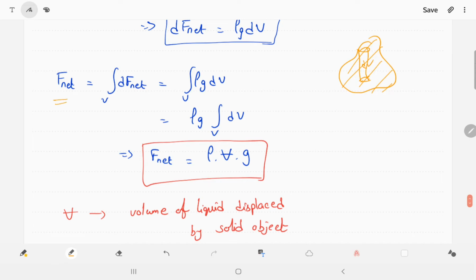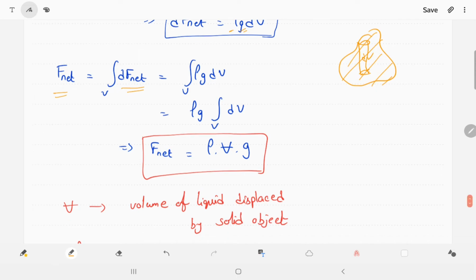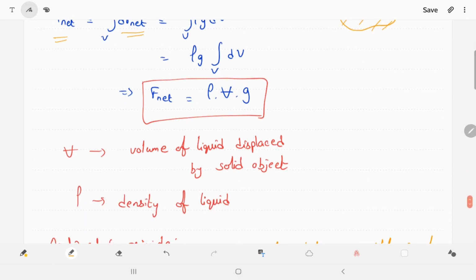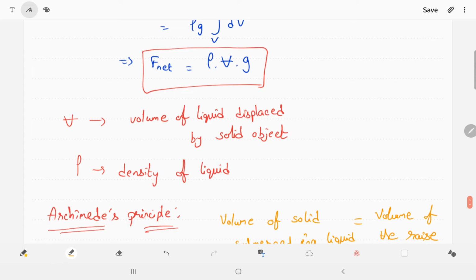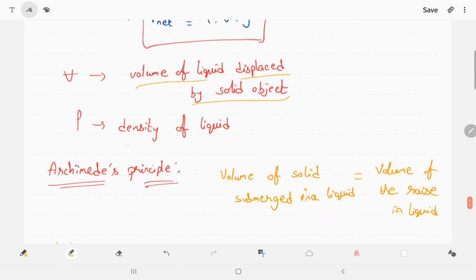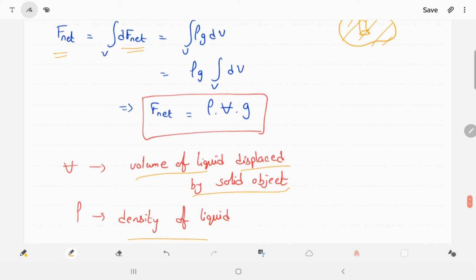Then we get F net equals integral of dF net equals integral of rho g dV. For a given liquid, the density and gravity are constant, so we can bring them out. So we write rho g times the integral of dV. It's nothing but F net equals rho V g, where V is the volume of liquid displaced by the solid object, and rho is the density of the liquid we are considering. So this F net is the buoyancy force.